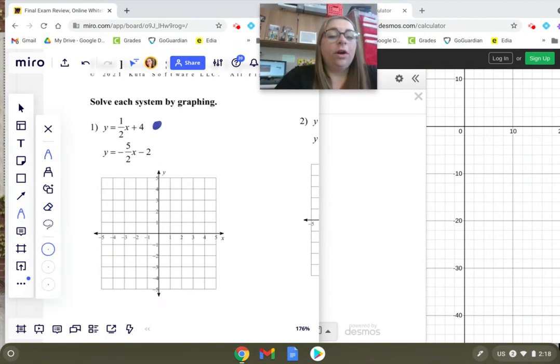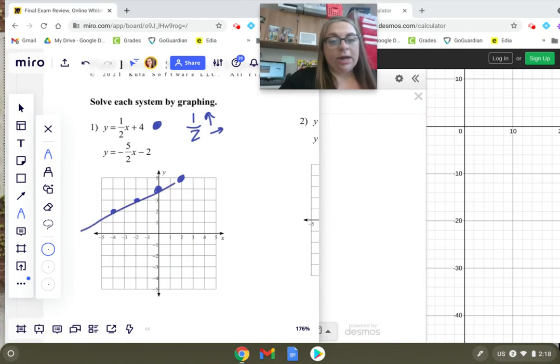So I want to graph both of these equations and then see where they cross. If we're looking at the first one, we're going to start at 4. My slope's 1/2, so I'm going to go up 1 over 2 to get my next point. But I also want to do it in the other direction. So down 1, back 2, down 1, back 2, and connect those points.